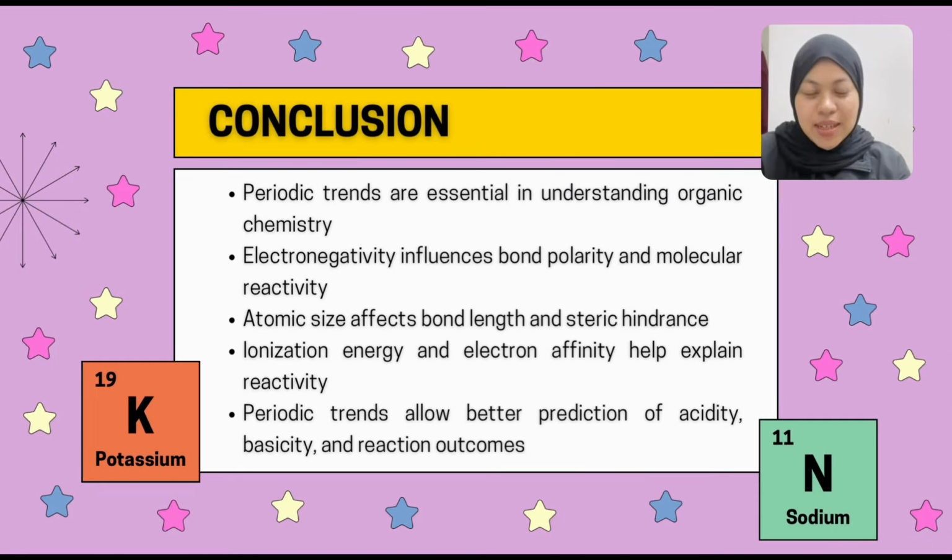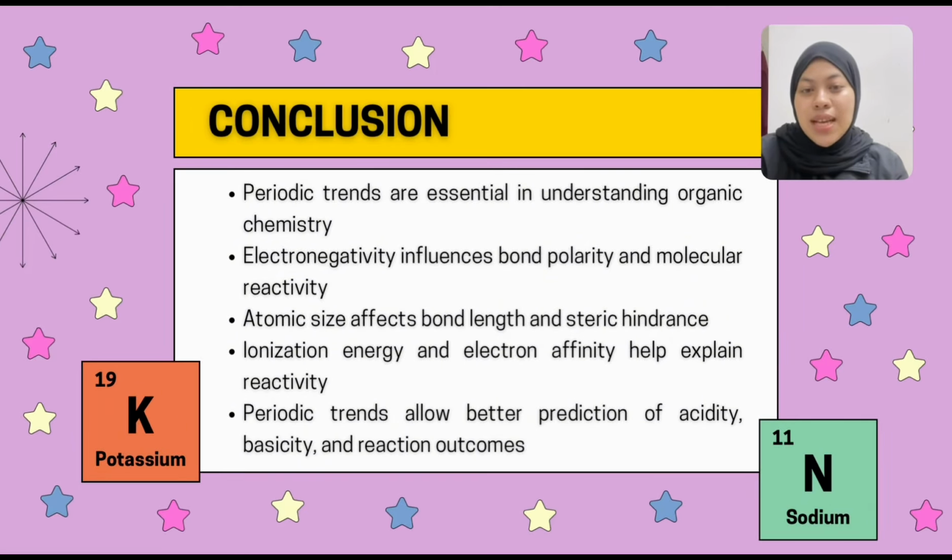In conclusion, periodic trends are really important in understanding organic chemistry. They help us understand why molecules behave the way they do and why some reactions happen faster or slower. First, electronegativity is important. Electronegativity tells us how strongly an atom pulls electrons. When atoms have different electronegativities, the electrons are shared unevenly. This affects bond polarity and how reactive the molecule is.